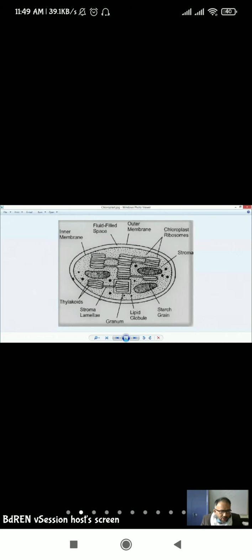Photosynthesis has two phases. One is the light phase, another is the dark phase. Though it is called dark, it is not basically dark. It is a misnomer. You know the misnomer? Give me the answer next class.